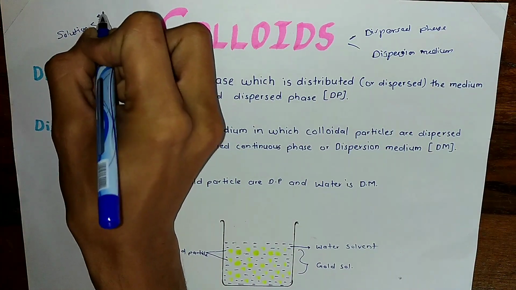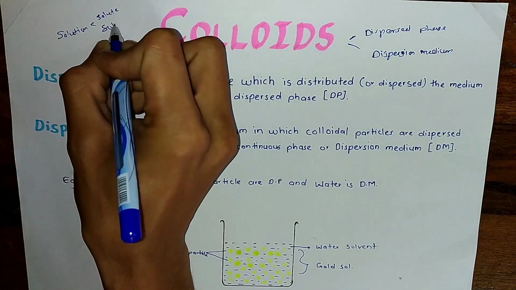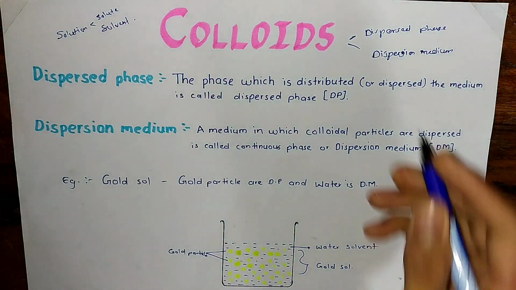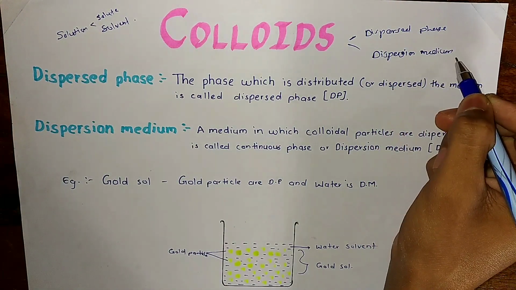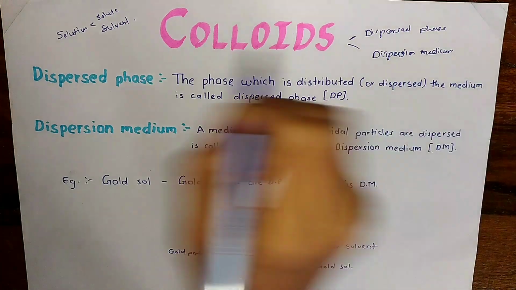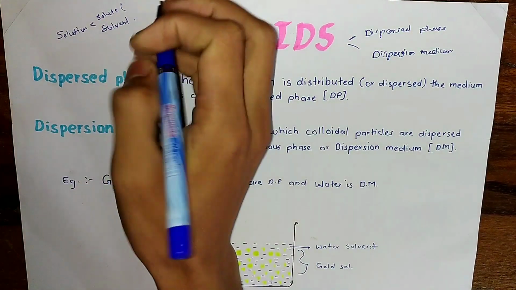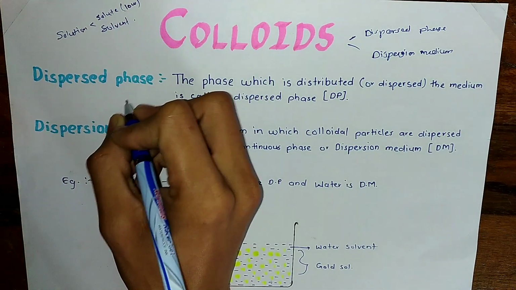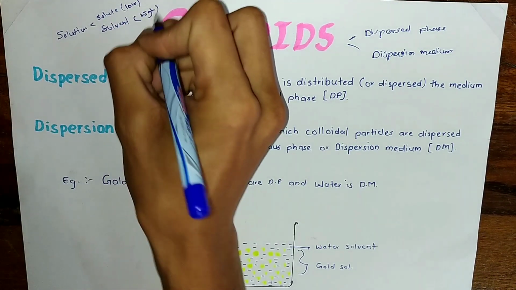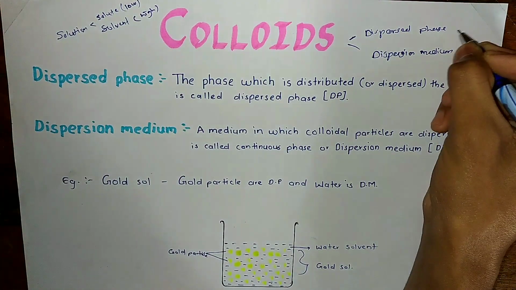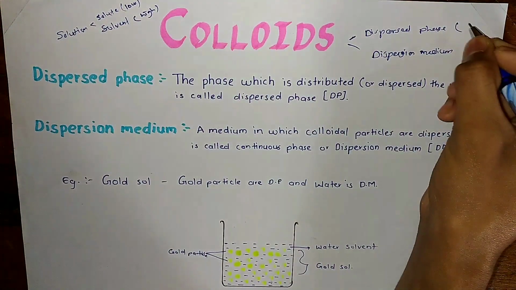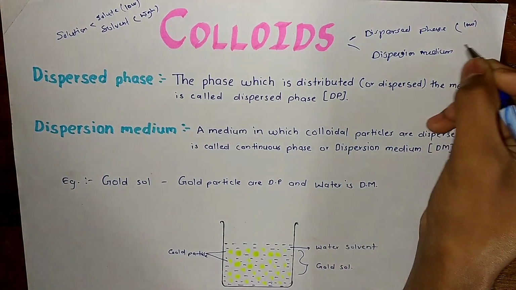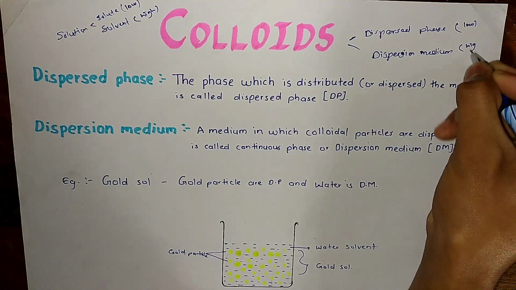Like a solution is made of solute and solvent, here a colloid is made of dispersed phase and dispersion medium. In a solution, the solute quantity is lower than the solvent, and the solvent is in high quantity. Here the dispersed phase is always in low quantity, and the dispersion medium is always in high quantity.